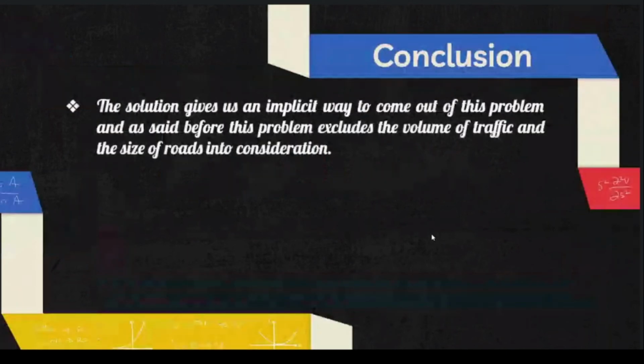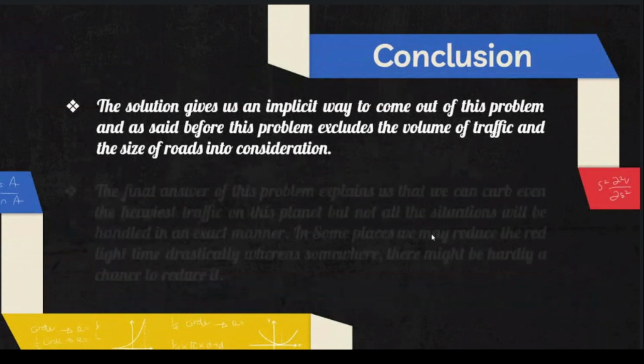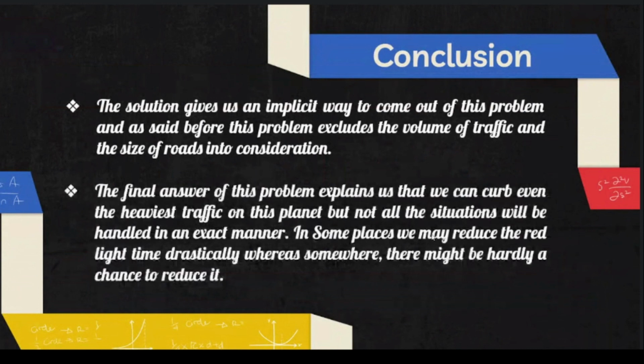The solution gives us an implicit way to come out of this problem, and as said before, this problem excludes the volume of traffic and the size of roads from consideration. The final answer of this problem explains to us that we can curb even the heaviest traffic on this planet, but not all the situations will be handled in an exact manner.